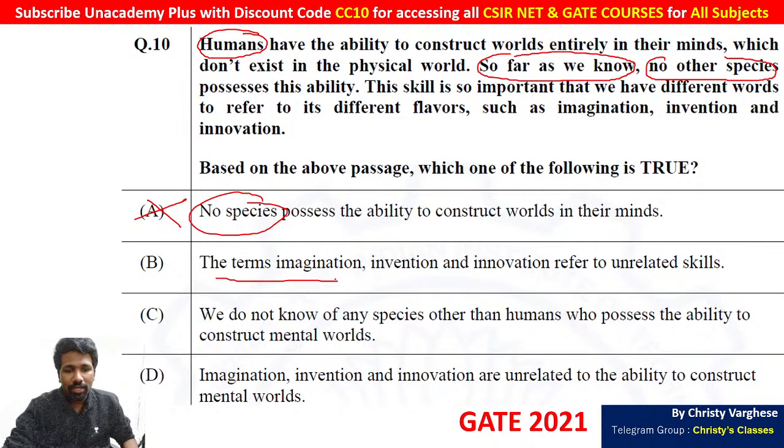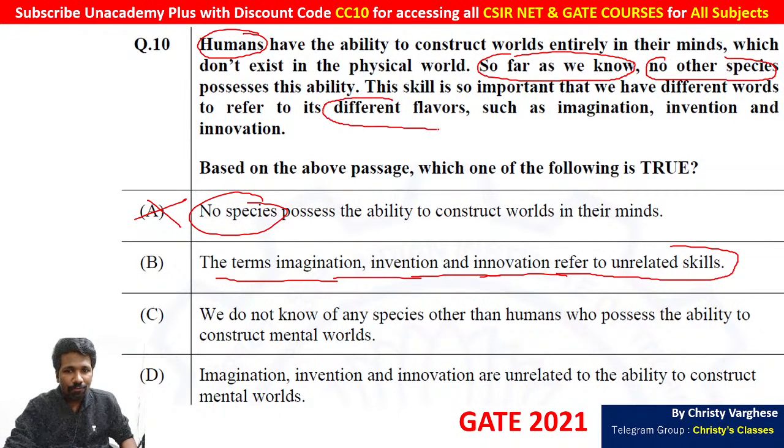So option B, the terms imagination, invention and innovation refer to unrelated skills. No, nowhere it is told. They are related, different flavors of the same skill. So definitely option B is wrong.